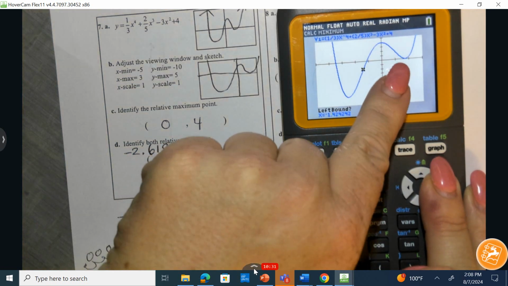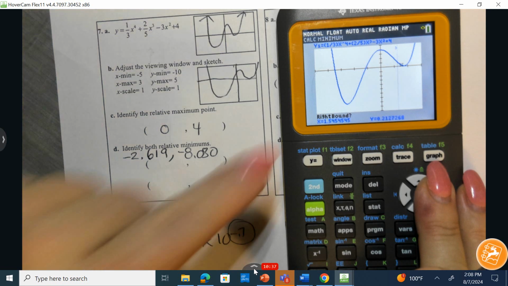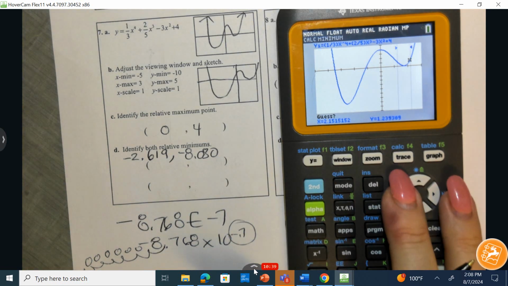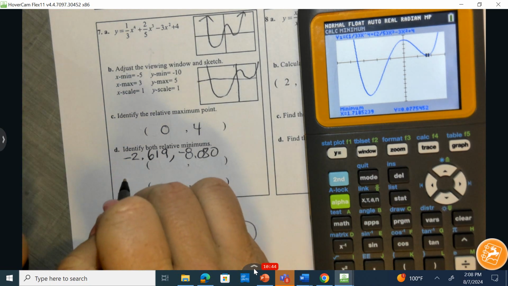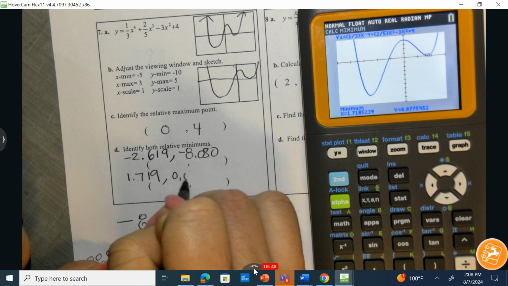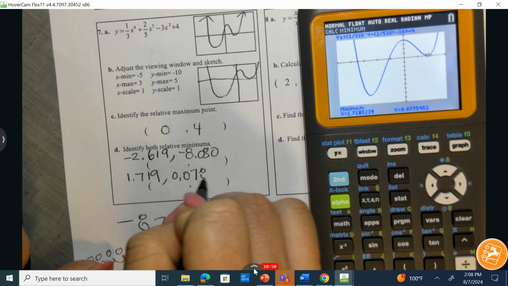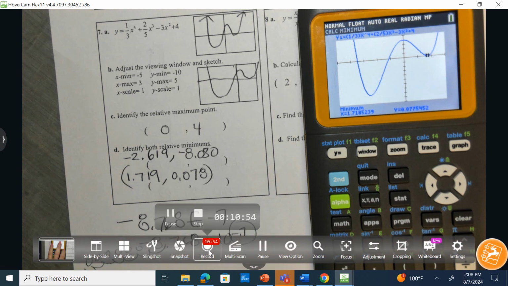Let's figure out the next relative minimum. So I'm going to come right over here. It appears like it's an x-intercept. We'll find out. Enter, somewhere to the left, and it gives you the directions, somewhere to the right. Now on that point, and we have a minimum of 1.719 and 0.078.